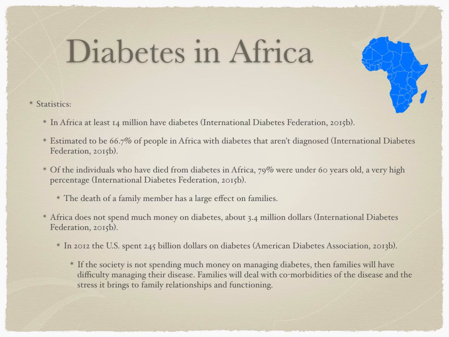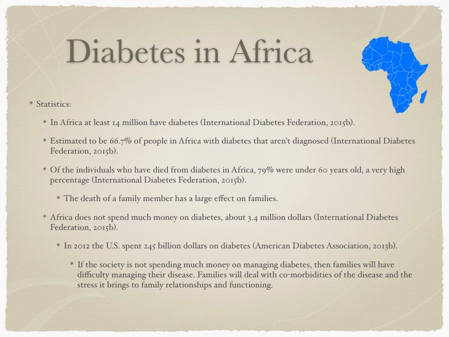And then I'm going to go over diabetes in Africa, and here are just some statistics. According to the International Diabetes Federation in 2015, at least 14 million people have diabetes in Africa. It's estimated that 66.7% of these people in Africa with diabetes aren't diagnosed. And of the individuals who have died from diabetes, 79% were under 60 years old. I mean, that's a huge percentage. So this would have an effect on families because the death of a family member is going to affect a family in many different ways.